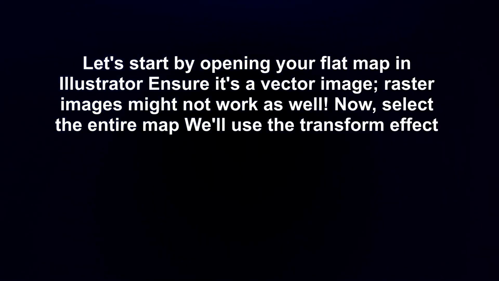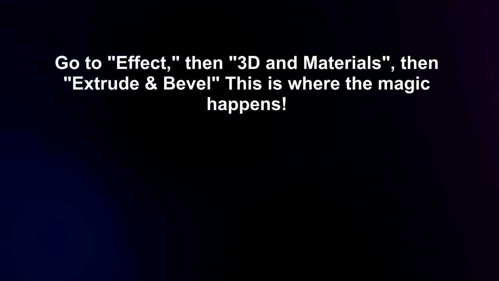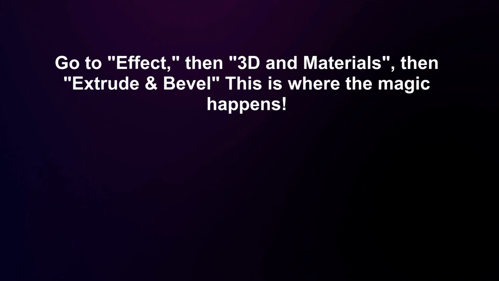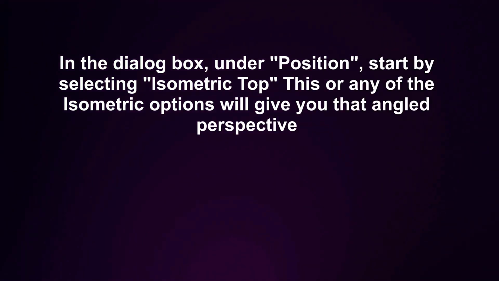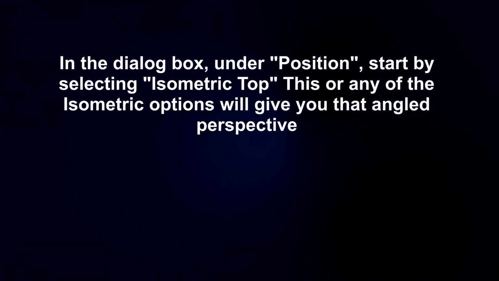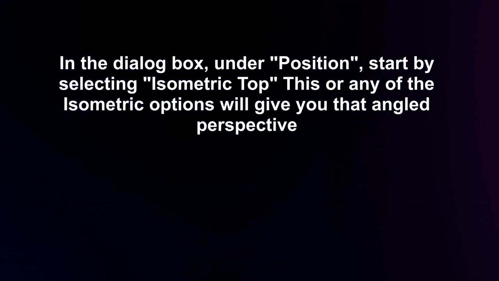We'll use the transform effect. Go to Effect, then 3D and Materials, then Extrude and Bevel. This is where the magic happens. In the dialog box, under Position, start by selecting Isometric Top. This or any of the isometric options will give you that angled perspective.